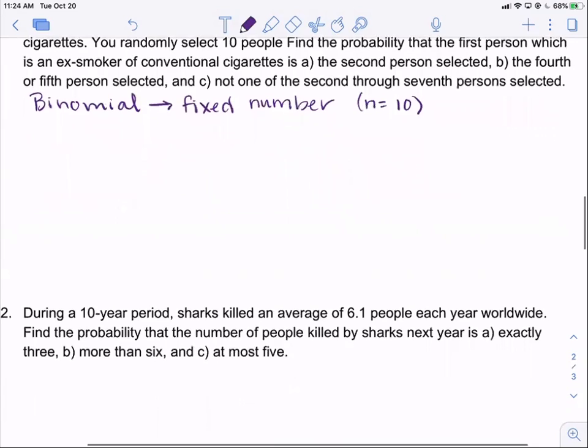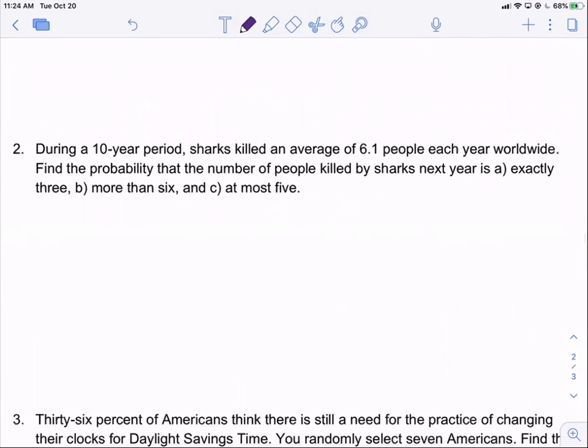All right, let's look at the second one. During a 10-year period, sharks killed an average of 6.1 people per year worldwide. Find the probability that the number of people killed by sharks next year is exactly 3, more than 6, or at most 5. Poisson, why? There's an average. Mu equals 6.1. Also, there's no probability of success. There's no percentage. There's no decimal you could come up with that's less than 1. So that's an easy way to tell.